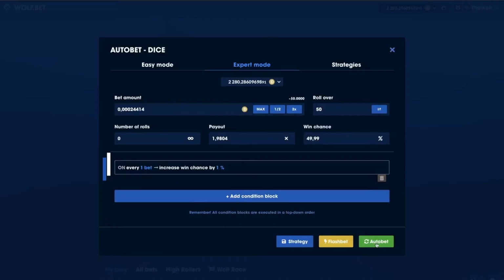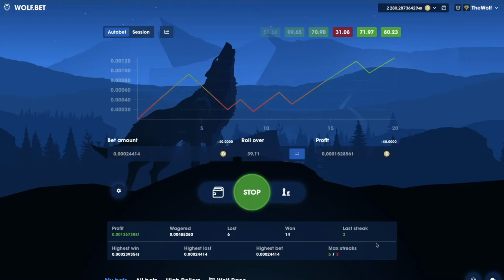During the Autobet, if you have a condition that changes your payout or win chance, you will only see the number change since they are all connected, just as we are about to show you.